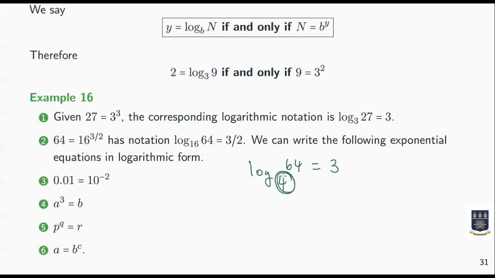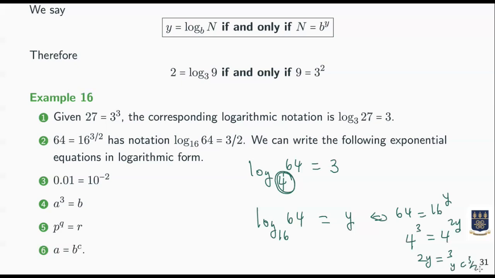Of course, the base can change. So if we do log of 64 to the base 16, what is it? Let's call it y, which means that 64 is 16 to the power y. So we write everything in terms of 4. So 4 cubed is 4 to the 2y. So 2y is 3, y is 3 over 2. That leads us to the fact that log of 64 to the base 16 is 3/2.